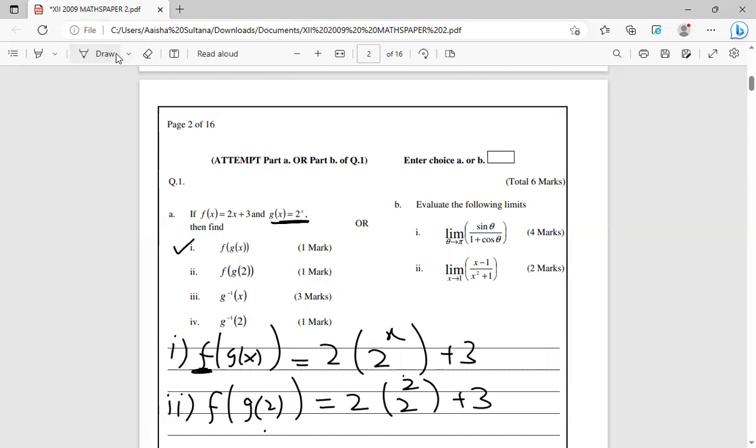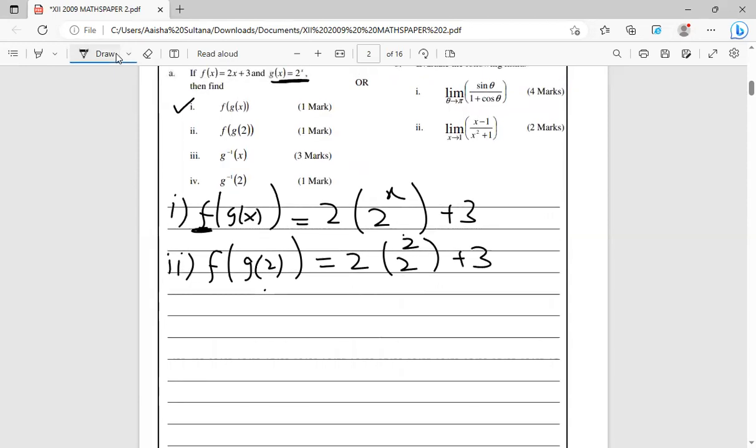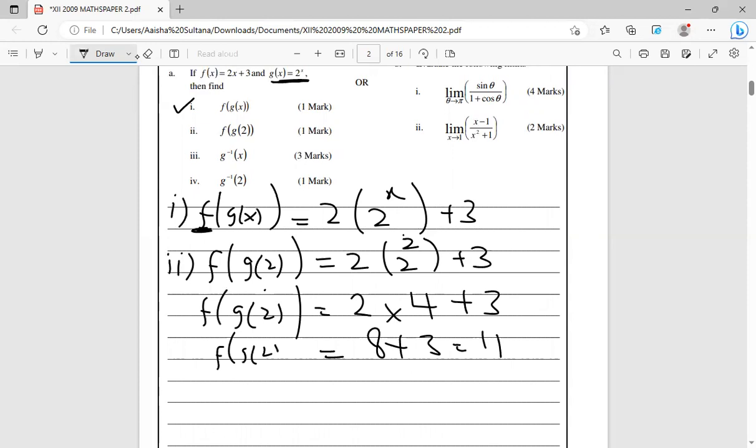It will become like, when we solve f of g of 2, it is 2 multiplied by 2 having power 2, which is 4, plus 3. The absolute value will be 8 plus 3, which will be 11. This is the second part solution of question number 1.